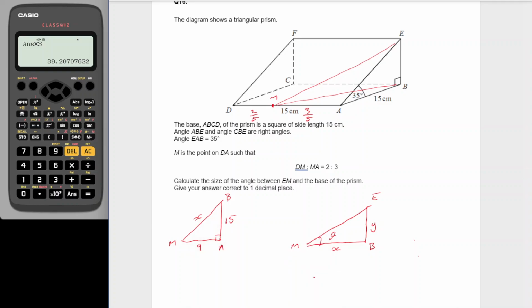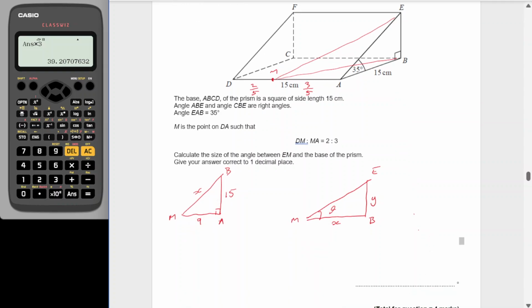Right, so I'm going to start off by working out X. So X squared is going to be equal to 15 squared plus 9 squared, so it's going to be 306. So X is going to be the square root of that. Does that simplify? It does: 3 root 34.